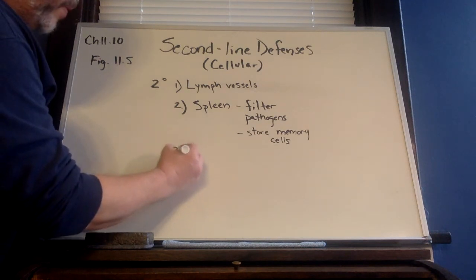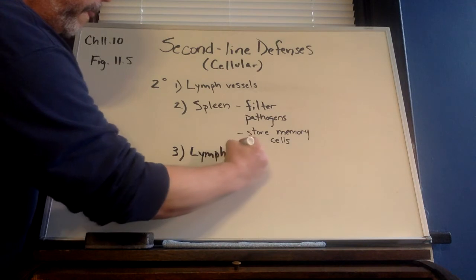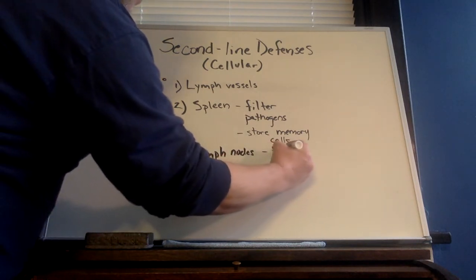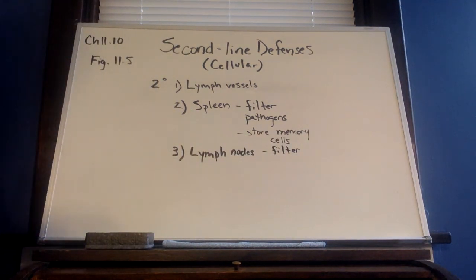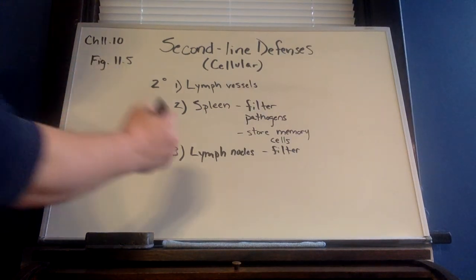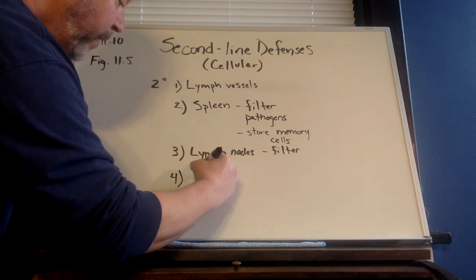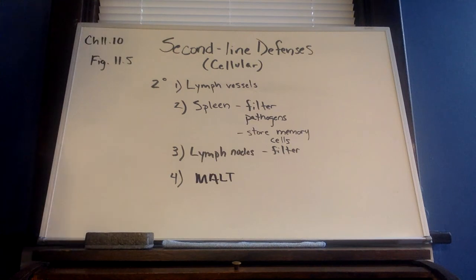Another organ that will help us to do some filtering are the lymph nodes. These are sort of mini substations that will also help to filter the lymph and screen it for pathogens. Those are the organs that most people are familiar with. Then there are some modified ones. You have what is called the MALT and the GALT.